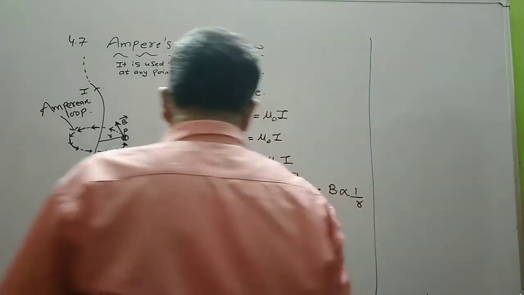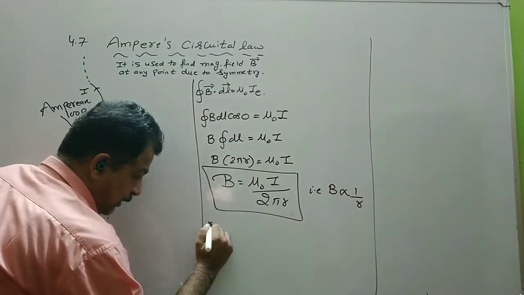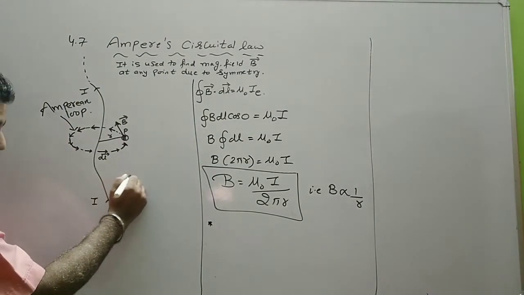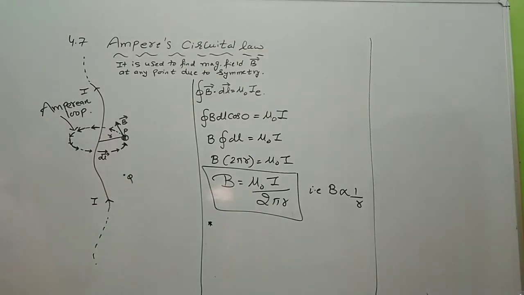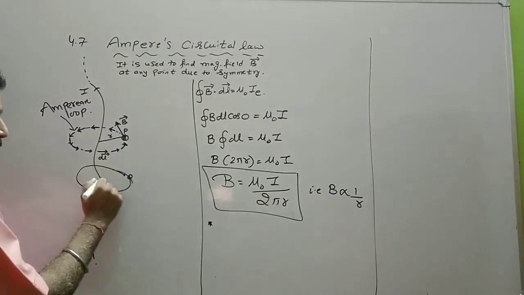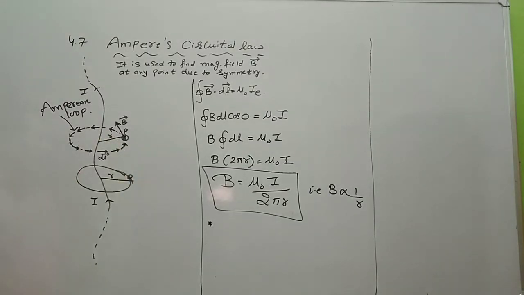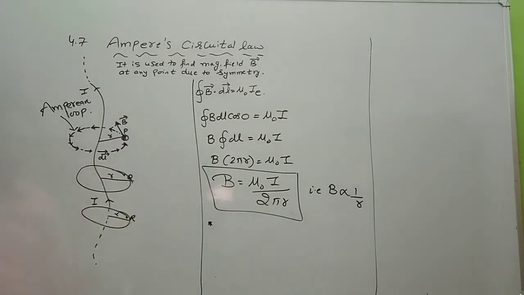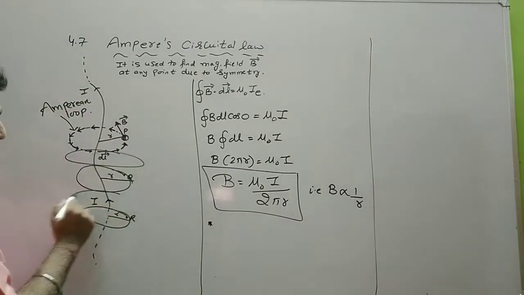Now what is the main point about this? We have a symmetry. Suppose I take another point, say Q here. I have to find out the magnetic field intensity. Again, the Amperian loop will have the same radius. If I take another point R, again the Amperian loop has the same radius. So what will be there? The magnetic field intensity will be the same. So this Amperian loop is drawn like this.